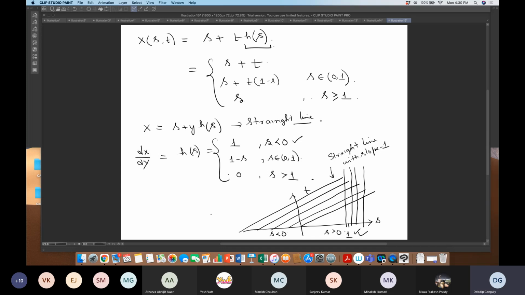What happened? Because the slope is 0. Slope is 0 means that tan 90 degree. What is the tan 90? Infinity. Then why am I drawing like this?